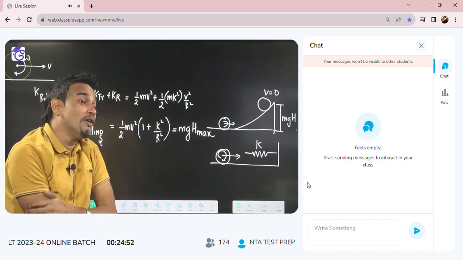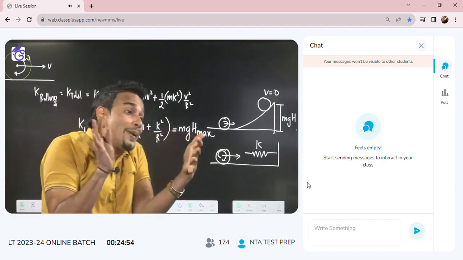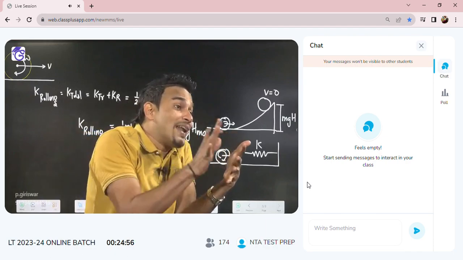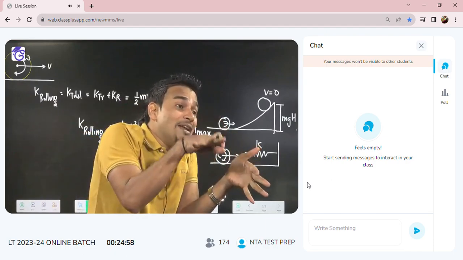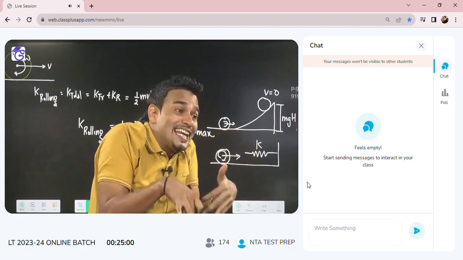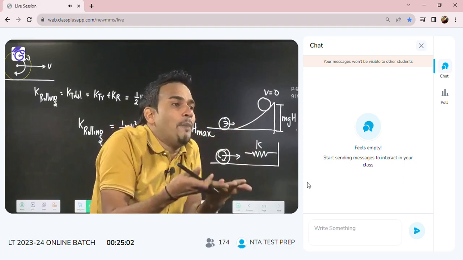What will the rolling body do now? It will compress the spring. When it compresses the spring, its speed will decrease. Its kinetic energy will convert to spring potential energy.